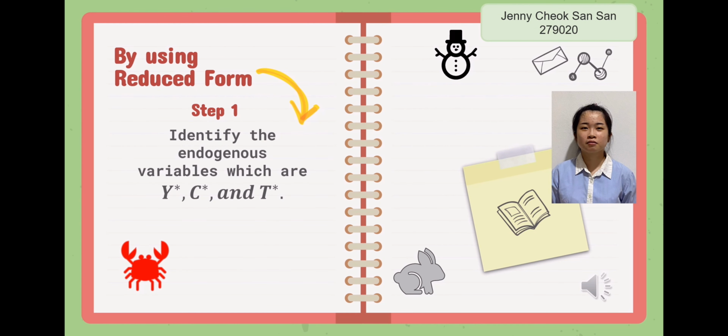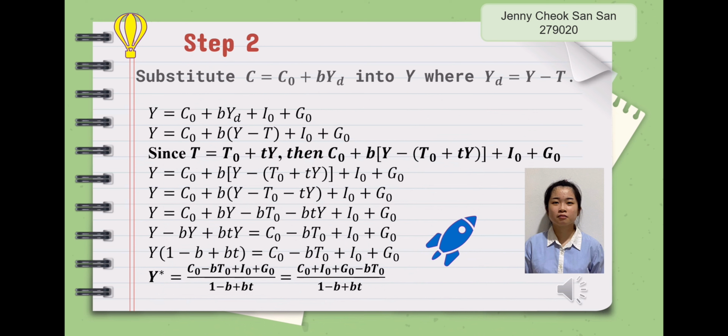Next, by using reduced form, step 1, identify the endogenous variables, which are Y star, C star and T star. Step 2, we substitute C equals C naught plus BYD into Y, where YD equals Y minus T. Since T equals T naught plus TY, then substitute it into the T. So we can get Y equals C naught plus BY minus BT naught minus BTY plus I naught plus G naught. Then we move BY and minus BTY to the left hand side.